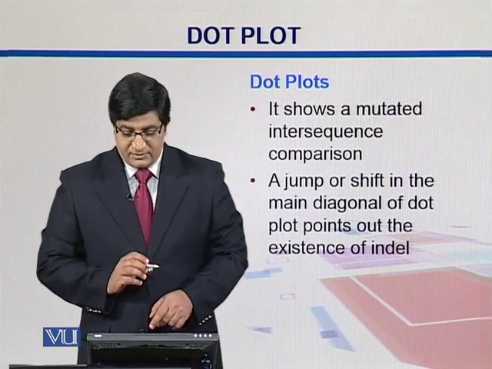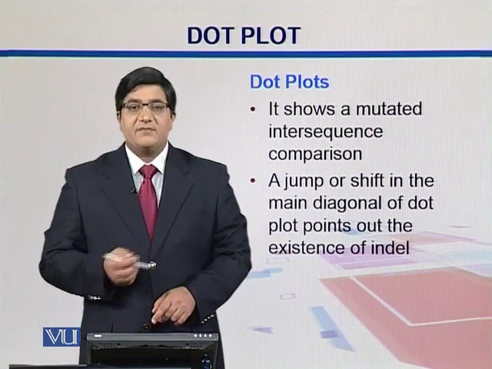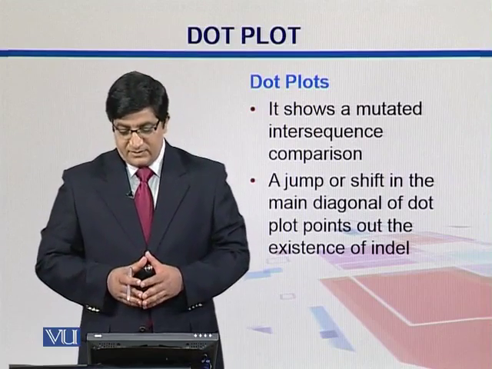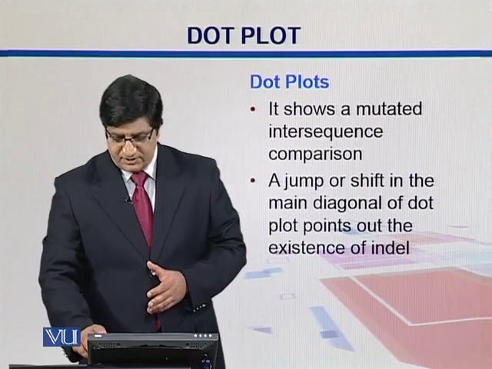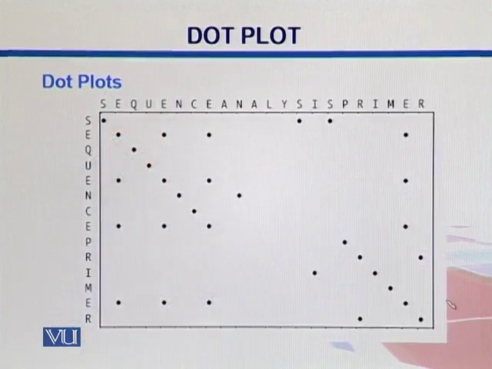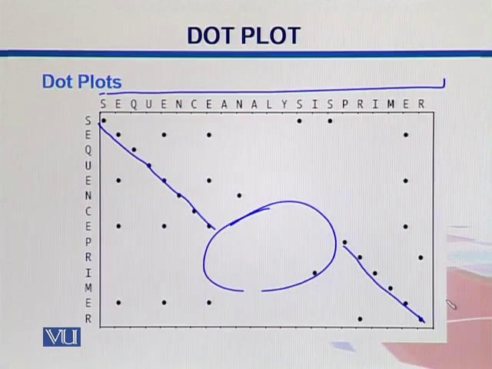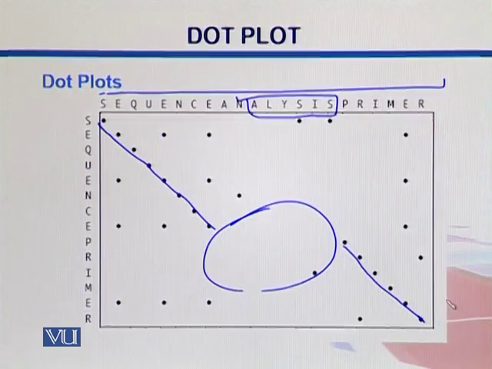It shows mutated intra-sequence comparisons. A jump or shift in the main diagonal of a dot plot points out the existence of indels. So whenever we have gaps or shifts in the diagonals, we can say that we have indels. You will understand it just by looking. Over here we have one sequence, "sequence analysis primer", and on the other side we have "sequence primer". The diagonal was going like this, and then there is a gap. This was the full length, and this area tells us there is a deletion or insertion on one side. You see the word "analysis" is missing in the other. So this is one thing we can get out of it.